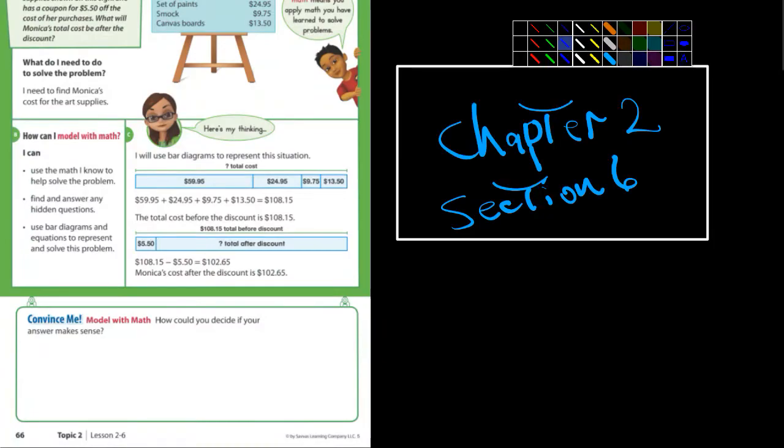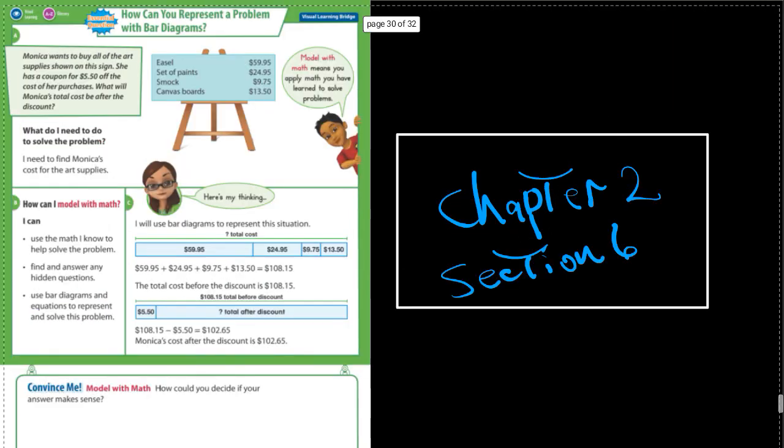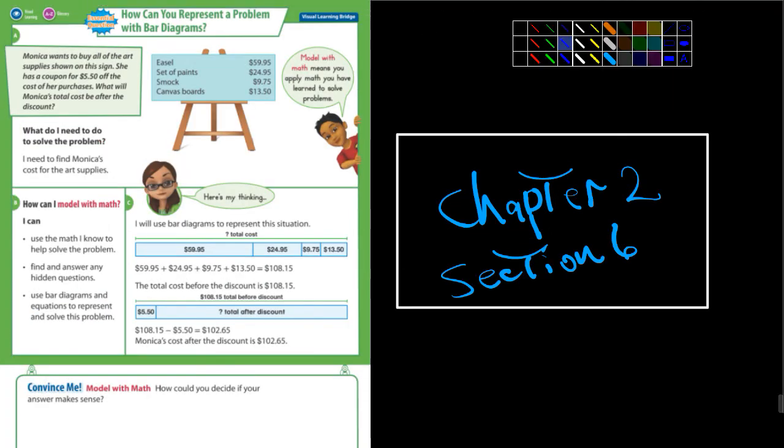Okay, let's take a look at these here. This is the last section in chapter 2, and it's really just problem solving. They're giving you problems that you have to solve, using maybe some of the strategies that they've taught you in this chapter. So let's take a look at this.